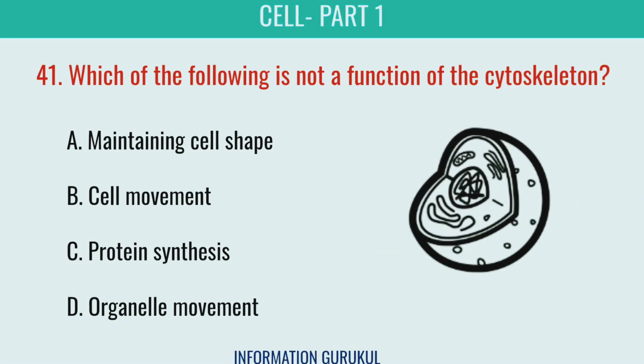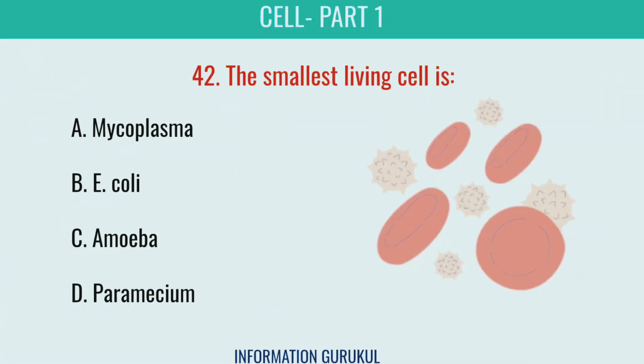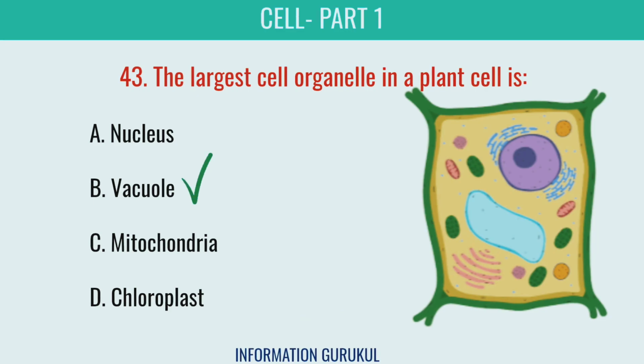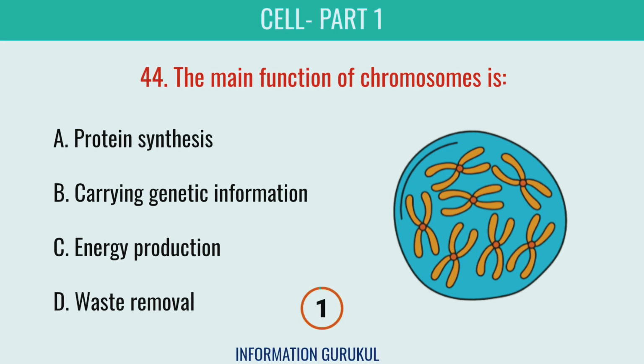Which of the following is not a function of the cytoskeleton? Protein synthesis. The smallest living cell is mycoplasma. The largest cell organelle in a plant cell is vacuole. The main function of chromosomes is carry genetic information.